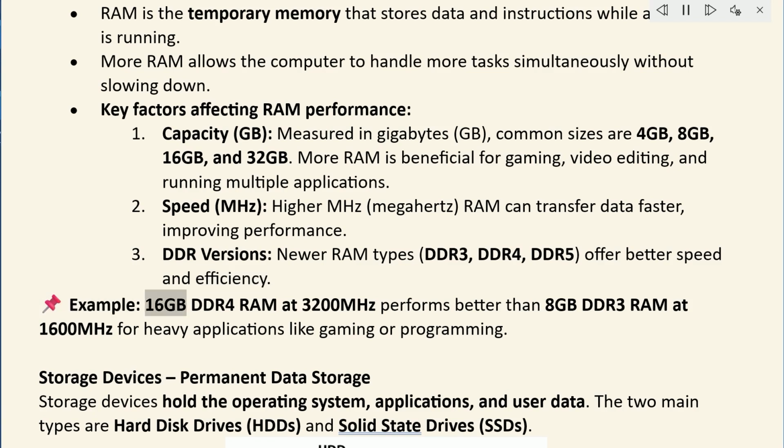Example: 16 GB DDR4 RAM at 3200 MHz performs better than 8 GB DDR3 RAM at 1600 MHz for heavy applications like gaming or programming. Storage devices. Permanent data storage. Storage devices hold the operating system, applications, and user data. The two main types are hard disk drives, HDDs, and solid-state drives, SSDs.